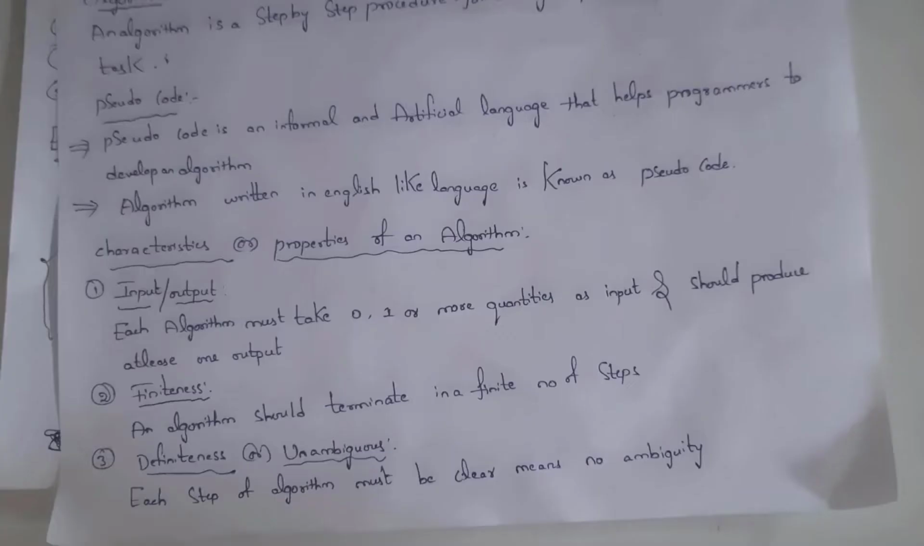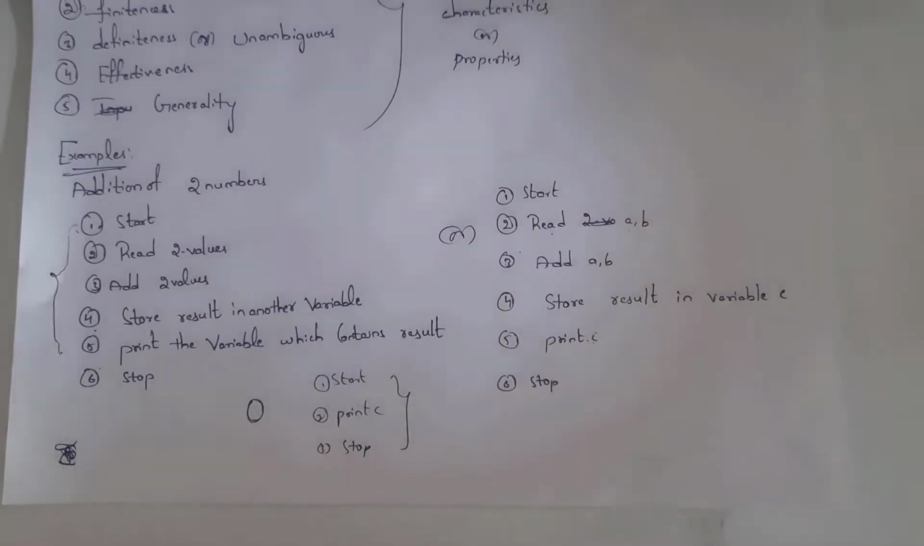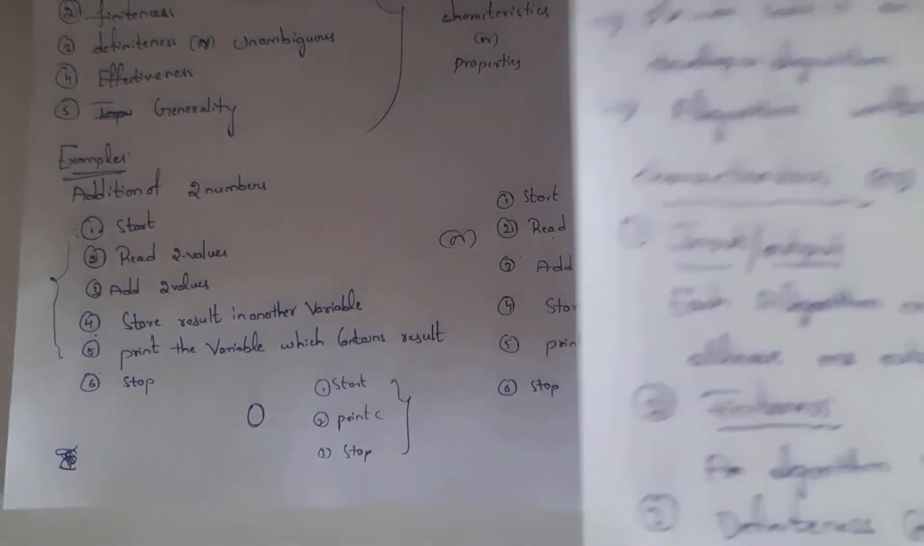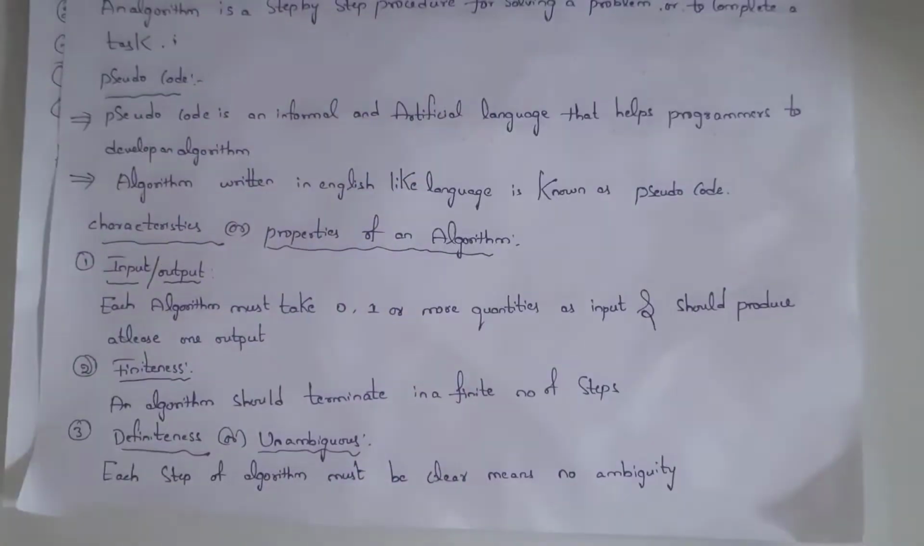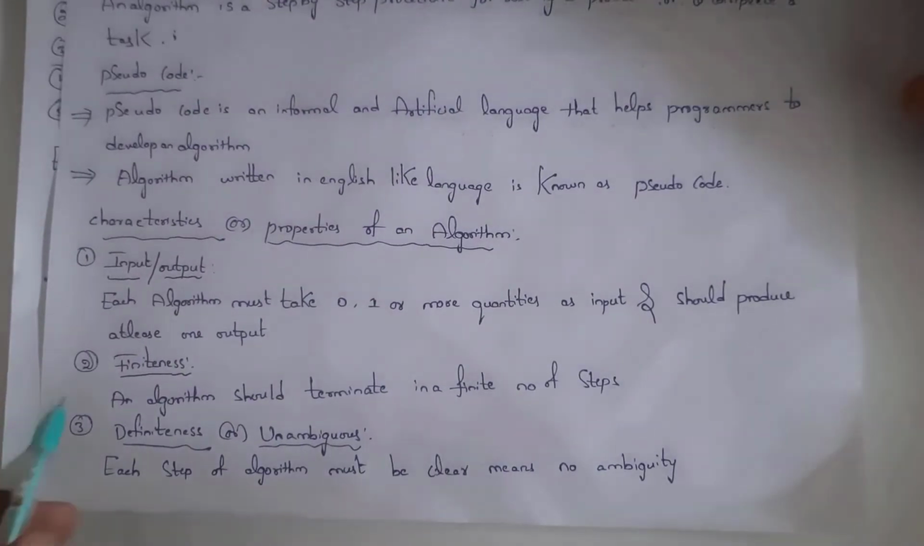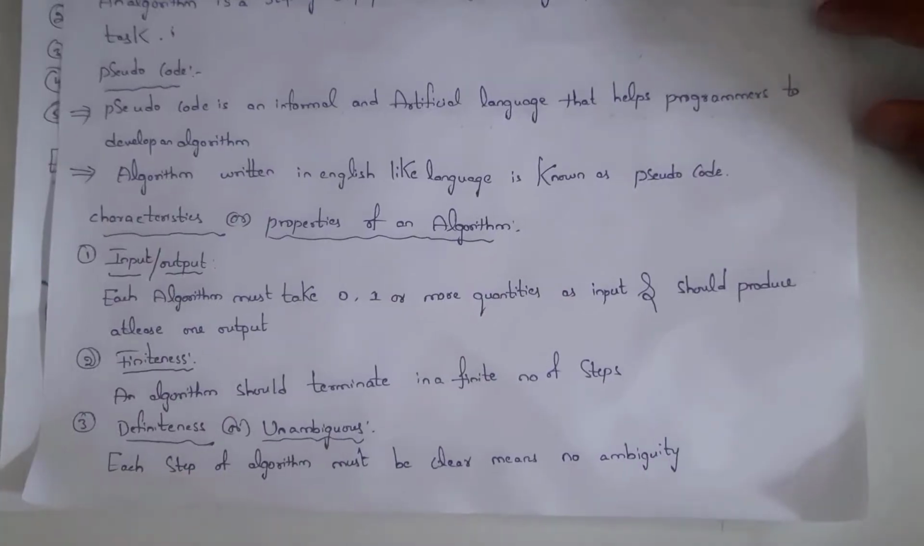An algorithm must take 0 or 1 or more quantities as input. Input can be 0, that means there is no need of giving input, but there must be at least one output. An algorithm should produce at least one output. This is the first property, and the second property is an algorithm should terminate in finite number of steps.